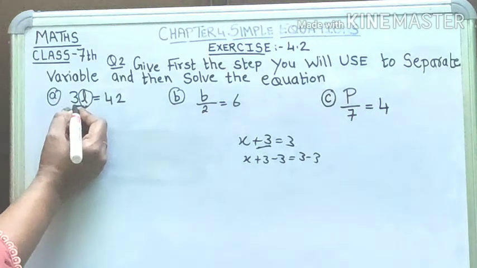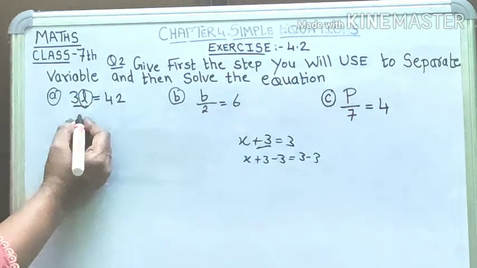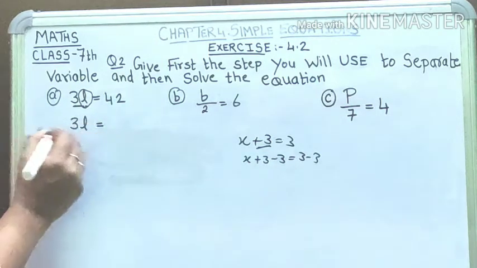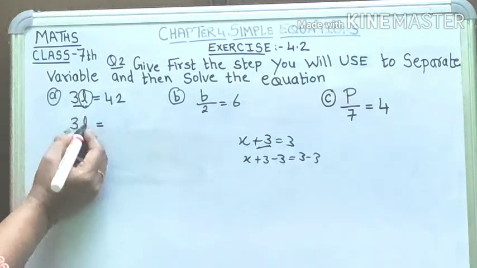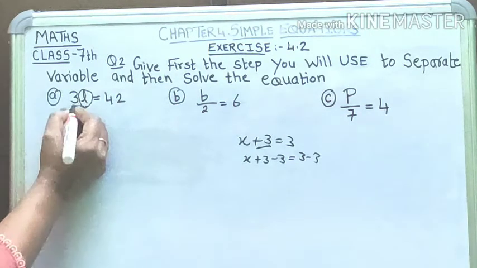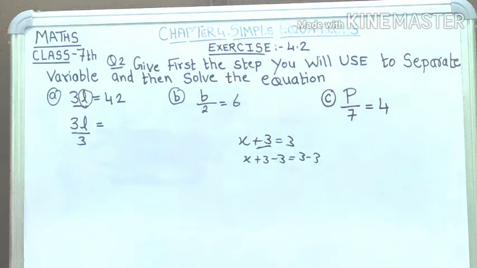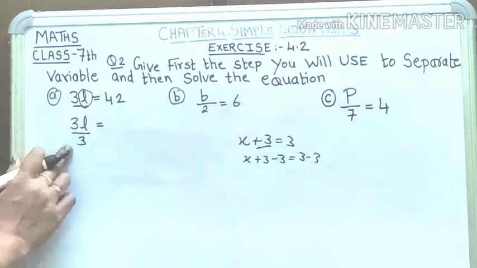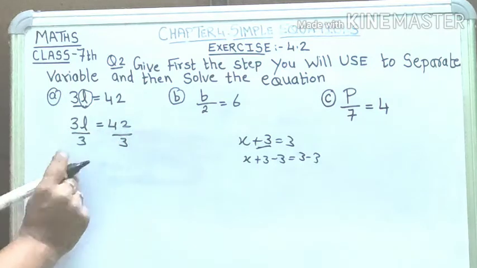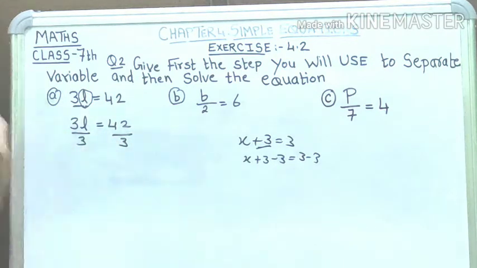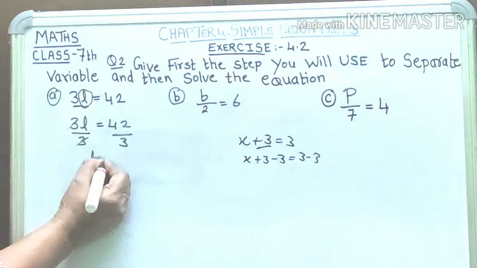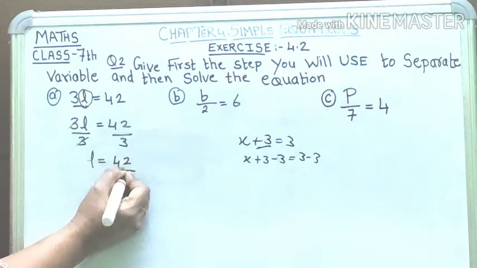So here multiplication is given, 3 into L. So when 3L is given, what will we do to remove 3? यहाँ पे अगर multiply दिया है तो हम इसको divide करेंगे, 3 से ही divide करेंगे. Operation should be followed on both the sides. अगर हमने यहाँ पे divide 3 किया है, इस तरफ भी 3 से divide होगा, okay? Because the operation should be followed on both the sides. Now 3 and 3 can be cancelled. L equal to 42 upon 3.